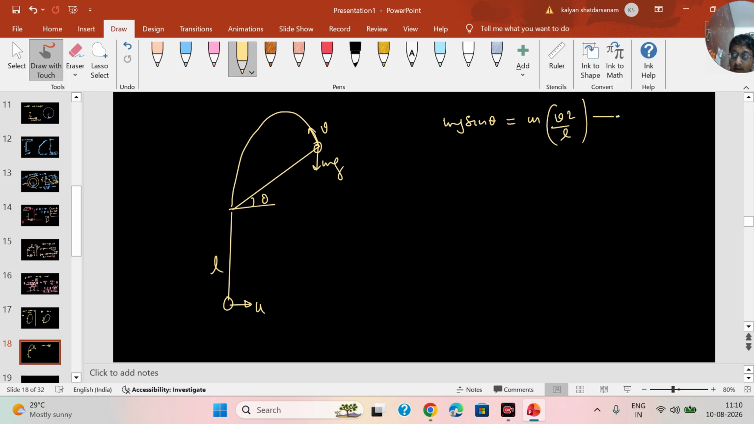That is one equation. Of course, I can conserve energy and relate u and v, but let me not bring u into the picture right now. First, let me find v and theta. Now how to find v and theta? I wrote Newton's law in radial direction. That is one equation. What is the other equation?